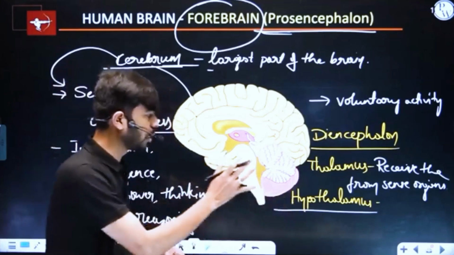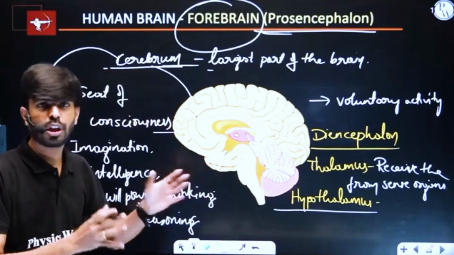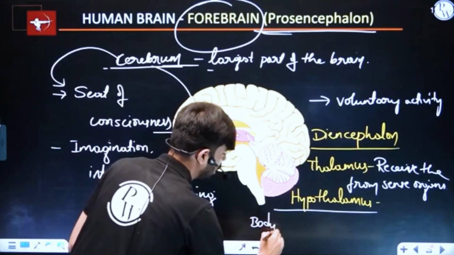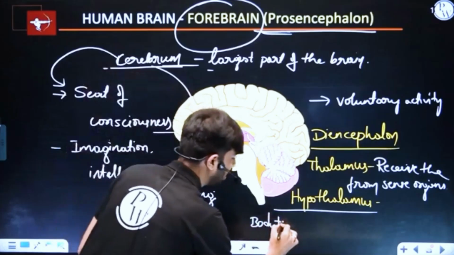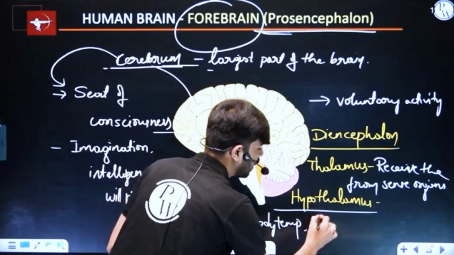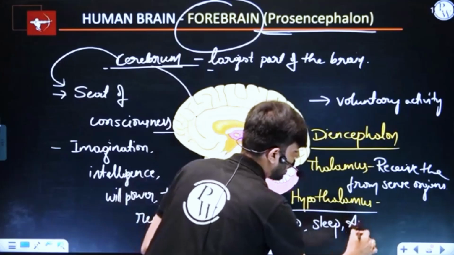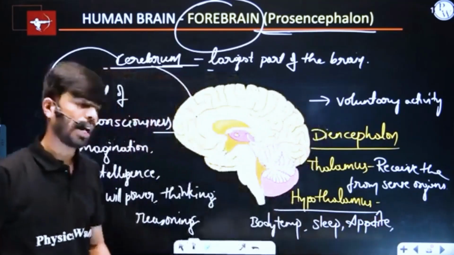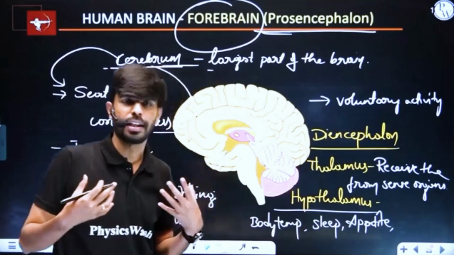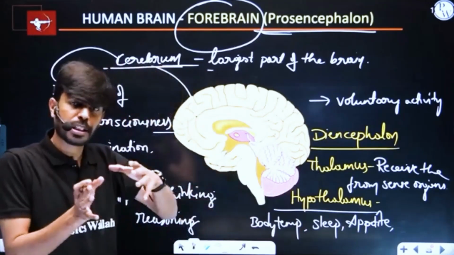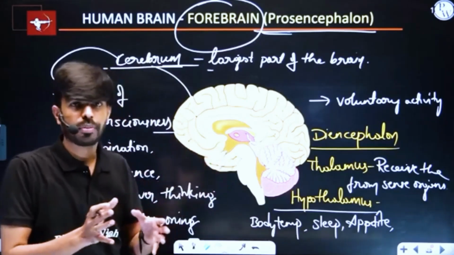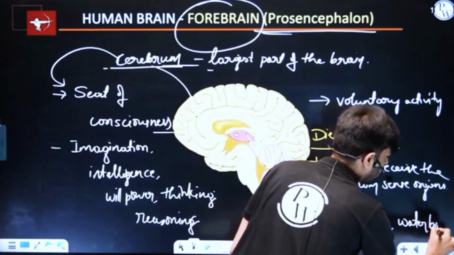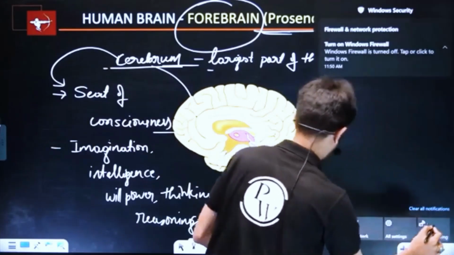But here when it comes to the functions, it controls few activities, like it controls body temperature. Rather than controls, it regulates body temperature. It regulates sleep. It regulates appetite. Okay, so it controls all of these. And also it maintains body temperature by balancing the water balance. You can say water balance. So now you are able to answer these questions.